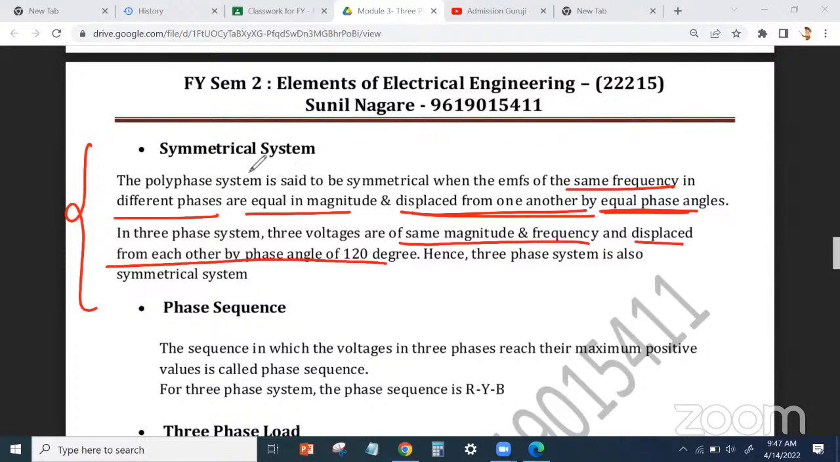Question आ सकते हैं कि what is the definition for symmetrical system for 2 marks? So you should write this 2 pointer. This is question number 7. So just go through it. कुछ भी डाउट अगर पूछो, else in the chat box just write symmetrical system. It's clear.